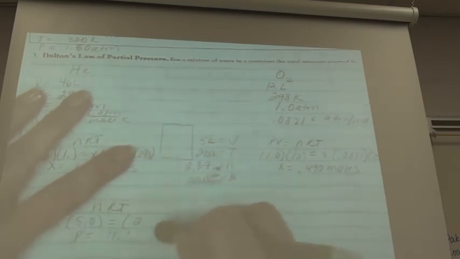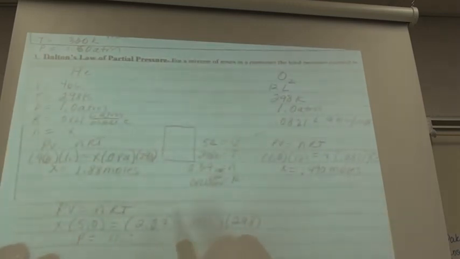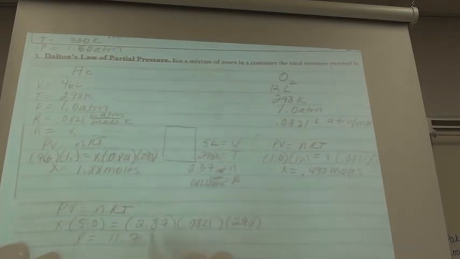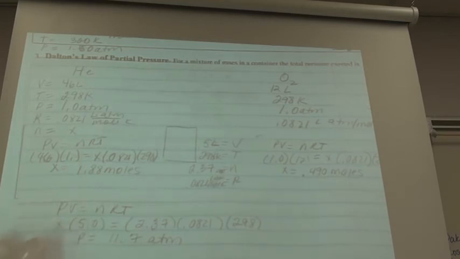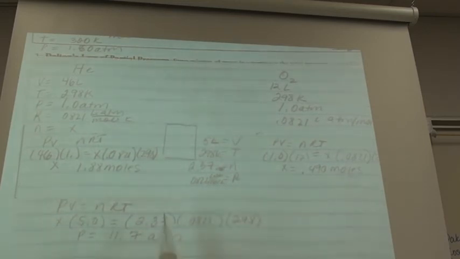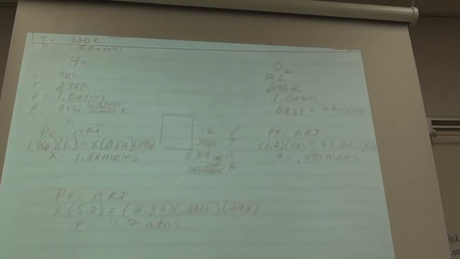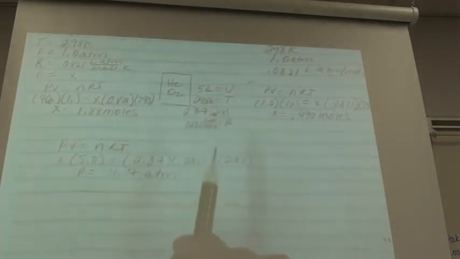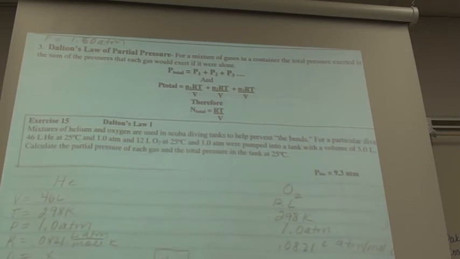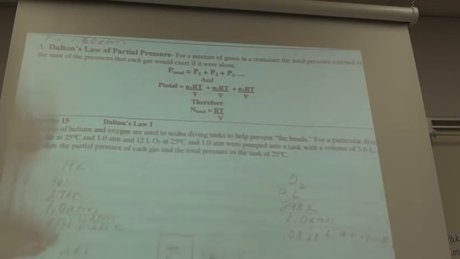Good audience participation. 2.37. Now this should be 11.7. Is it? 11.6. 11.6, 11.7. Actually, I think I got 11.6. The book got 11.7. All right, that's the total pressure. All the pressure from the helium and the oxygen in this tank is 11.7. And now they want to know what is the pressure of each gas in the tank.